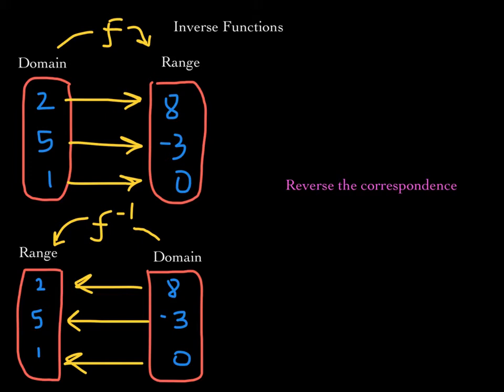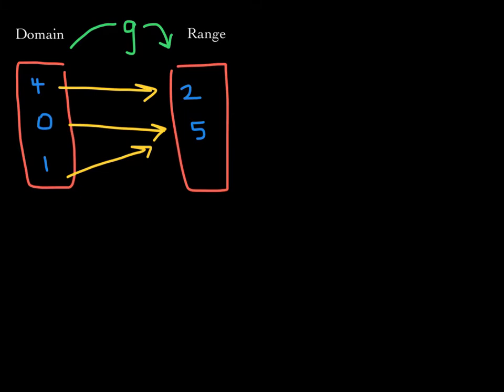So reversing the correspondence worked. We ended up with another function. We called it the inverse of f. But this reversal of the correspondence doesn't always produce another function. Let me show you an example of where this reversal does not work. I've given us a new set of ordered pairs here: (4, 2), (0, 5), and (1, 5).